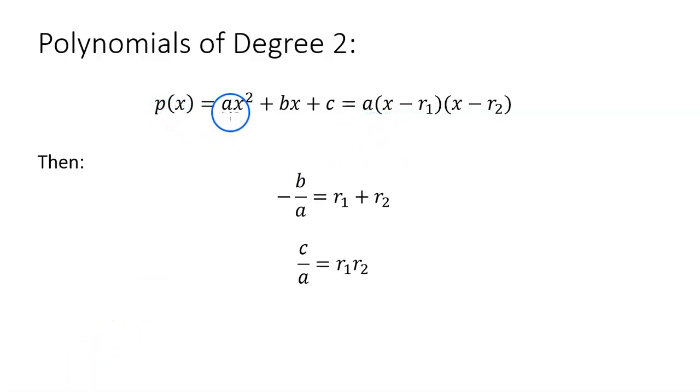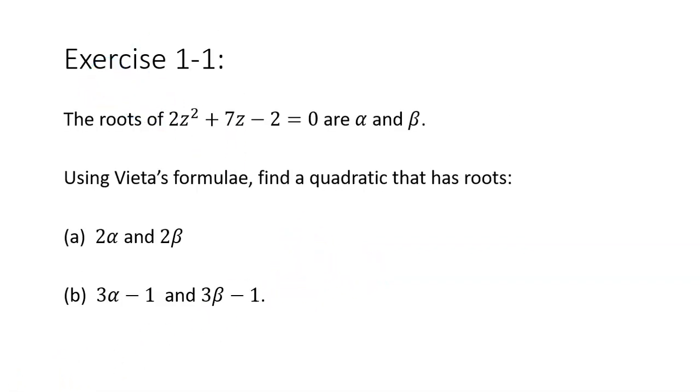So if we have p of x equals ax squared plus bx plus c, and then by the fundamental theorem of algebra we can write it as a times x minus r1 times x minus r2, then by Vieta's formula we have that r1 plus r2 is negative b divided by a, and r1 times r2 is c divided by a. And our first exercise of this section says that the roots of 2z squared plus 7z minus 2 equals 0 are alpha and beta. Using Vieta's formulae, find a quadratic that has the roots 2 alpha and 2 beta, and 3 alpha minus 1 and 3 beta minus 1.